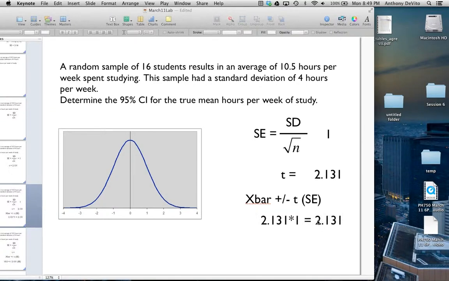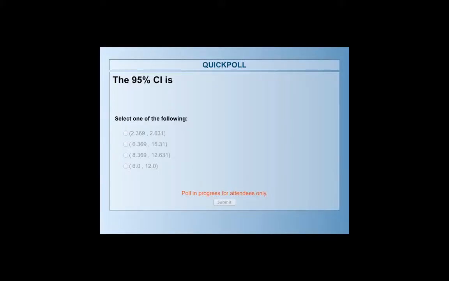Okay, and now all we have to do is take our margin of error and add it and subtract it to our sample mean in order to get our 95% confidence interval. And I'll give you a chance to give me the 95% confidence interval now. I got to figure out a way to get this window to fit in here a little bit better with the actual question.